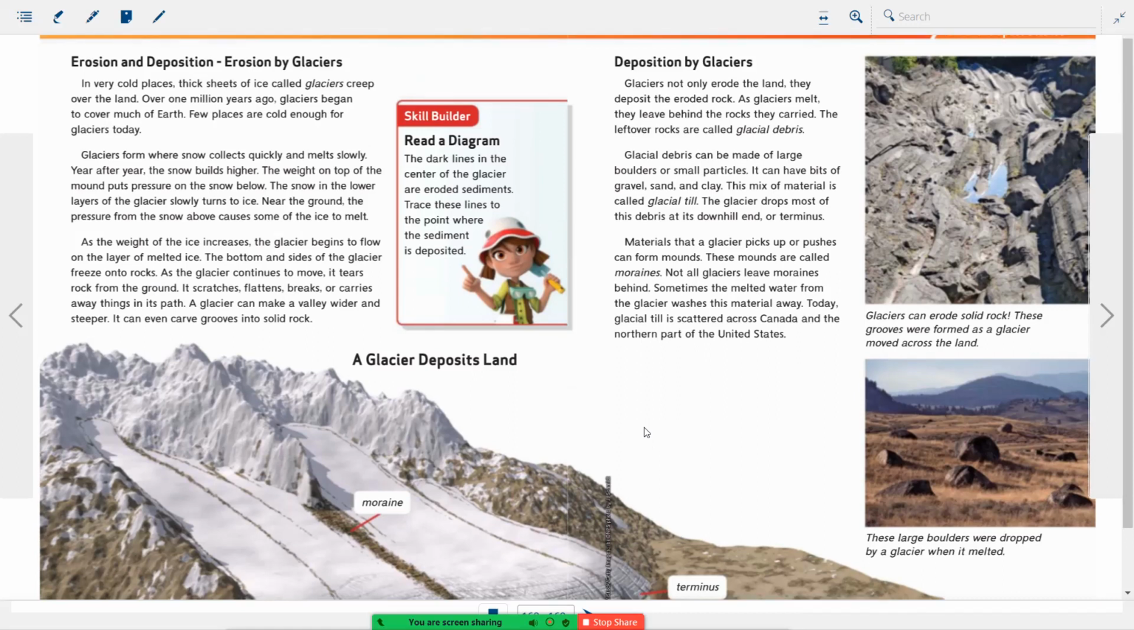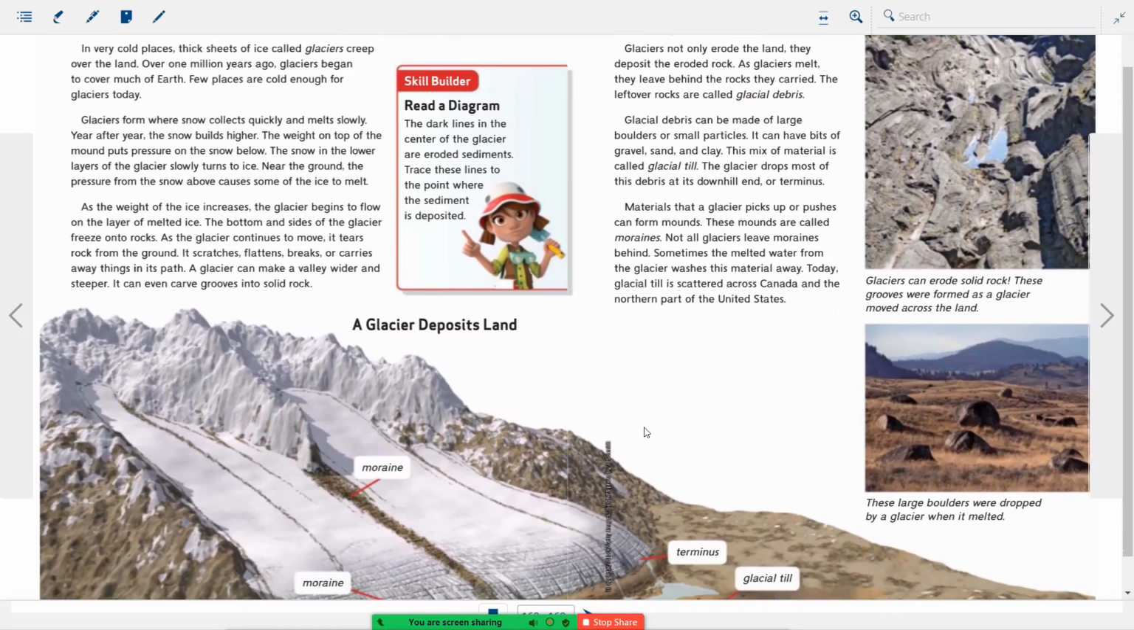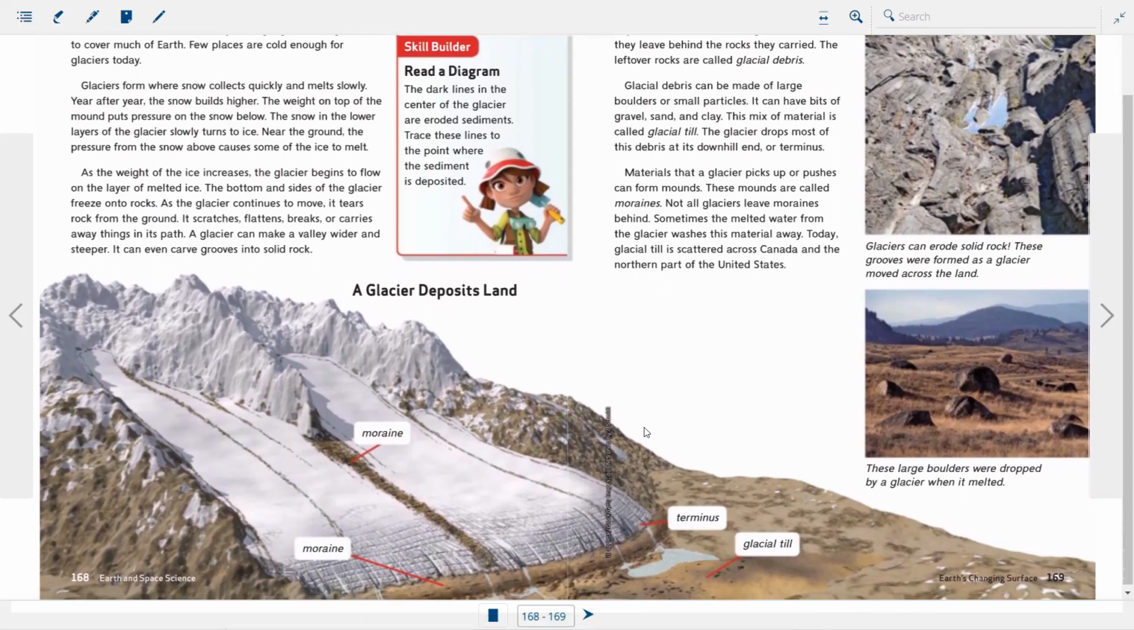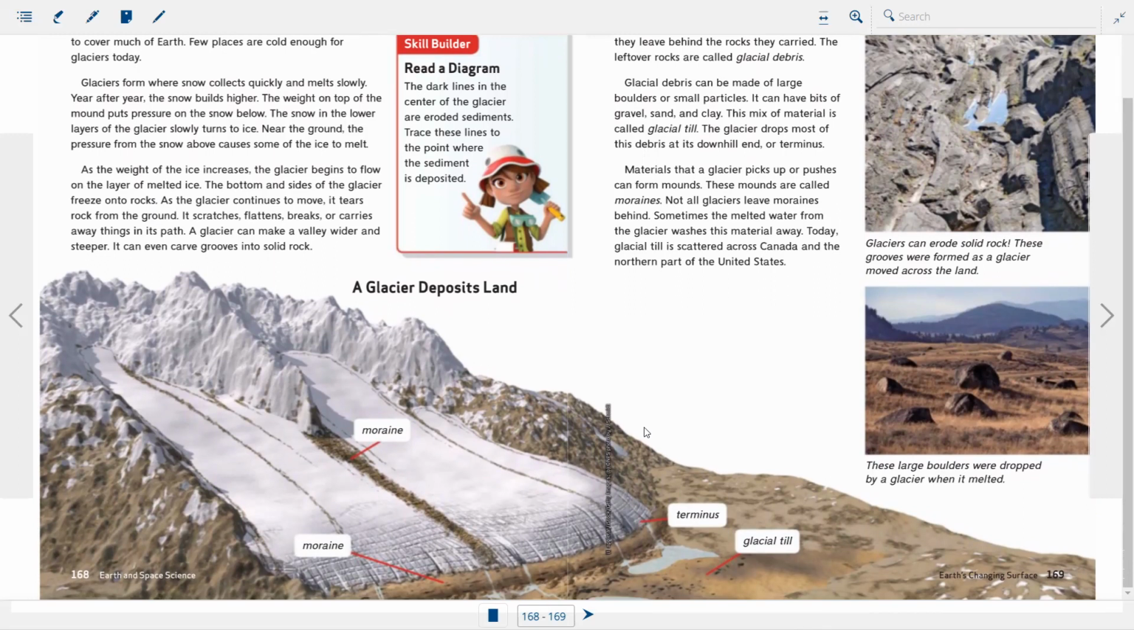Deposition by glaciers. Glaciers not only erode the land, they deposit the eroded rock. As glaciers melt, they leave behind the rock that they carried. The leftover rocks are called glacial debris. Glacial debris can be made of large boulders or small particles. It can have bits of gravel, sand, and clay. This mix of materials is called glacial till.